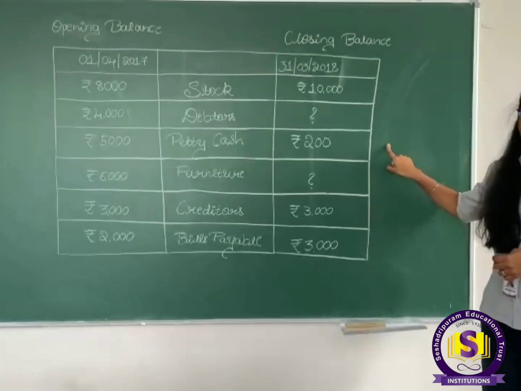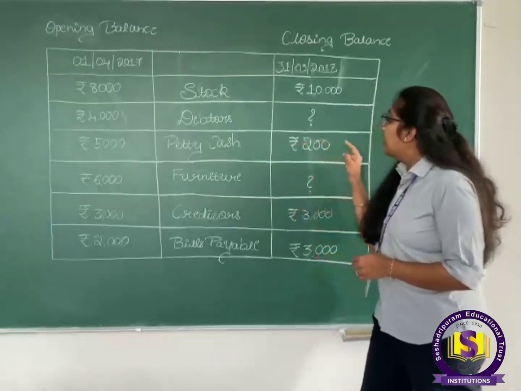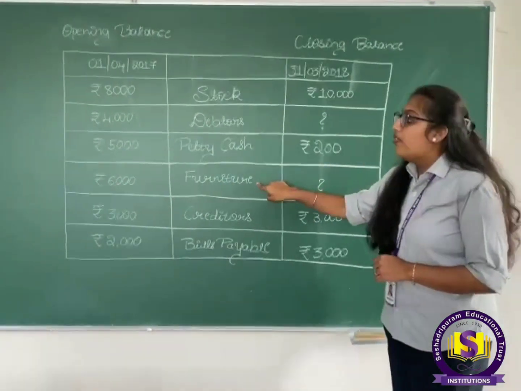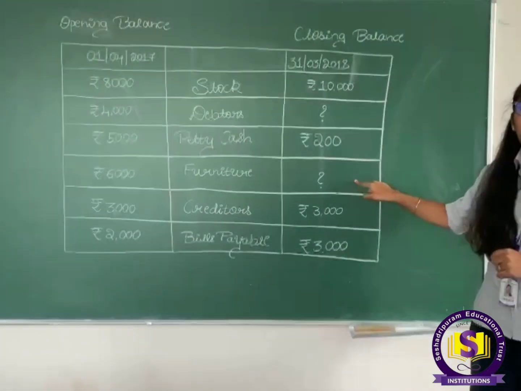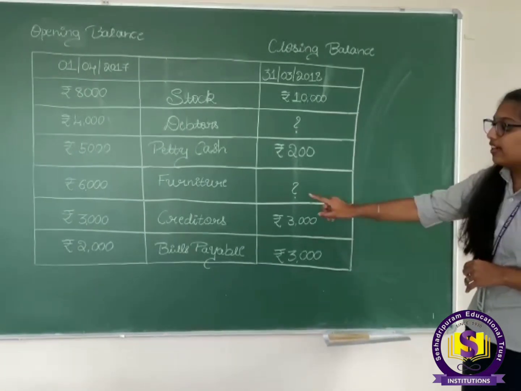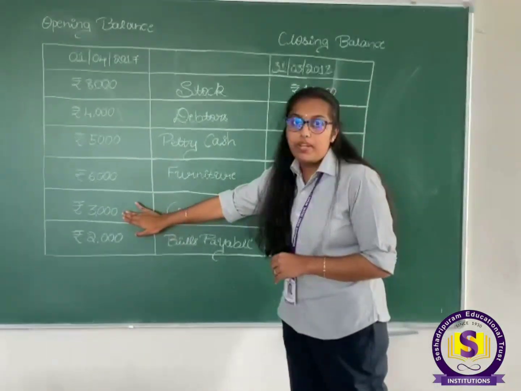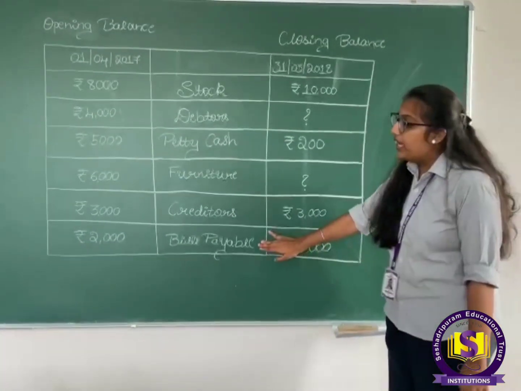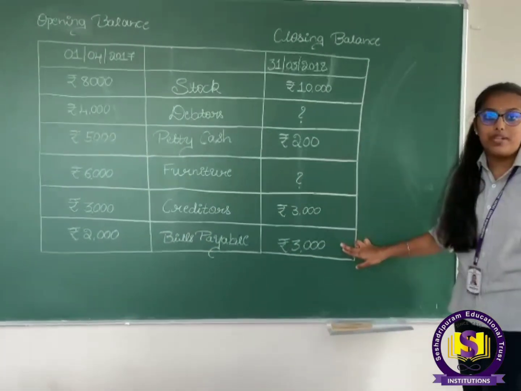Next one, petty cash. They have given the opening balance of petty cash, that is rupees 5,000, and the closing balance of petty cash, rupees 200. And furniture. Furniture opening balance is rupees 6,000, and we have to find out the closing balance of the furniture. They have given two liabilities, that is the creditors as well as the bills payable. The creditors opening balance is rupees 3,000 and the closing balance is rupees 3,000. And bills payable opening balance is rupees 2,000 and the closing balance is rupees 3,000.